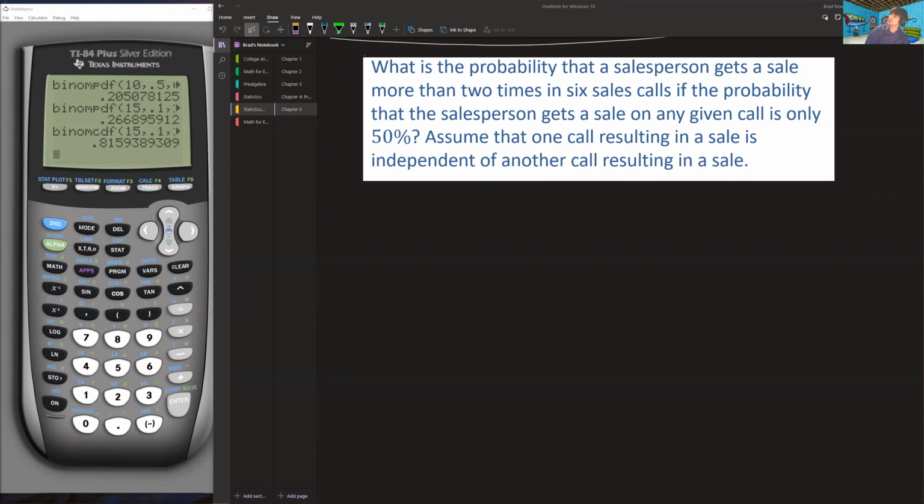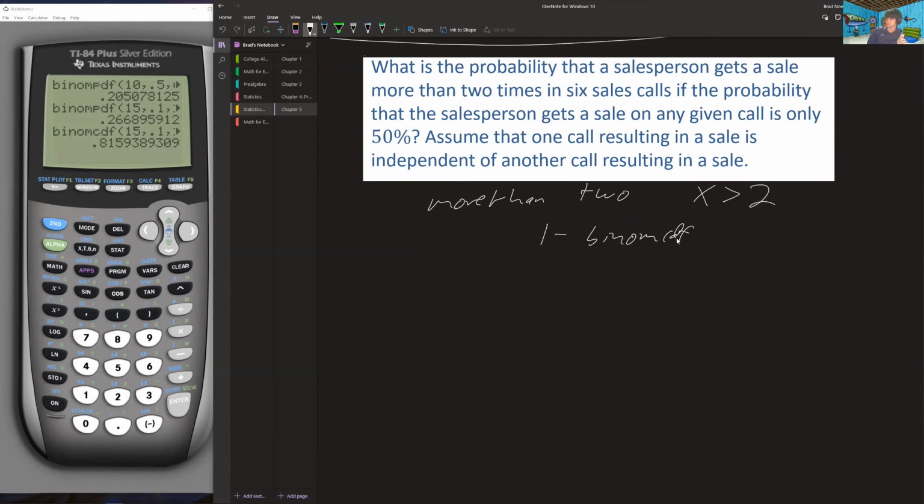So we want to find the probability that a salesperson gets more than 2. This means we want to know the probability that X is greater than 2. Now, remember what I said. If you're using our CDF, that tells you less than or equal to. This is greater than, which is the complement of less than or equal to. So I'm going to do 1 minus my binomial CDF.